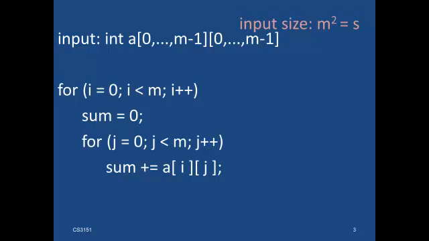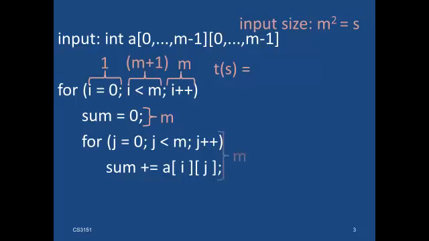Okay, let's look at the outermost for loop. In this case, again, i is set to 0, which is done exactly once. The comparison i less than m is done before the loop body is executed, so it's done m plus 1 times. And then i is incremented m times. Now let's look at the loop body. The loop body is executed m times, so sum is set to 0 exactly m times. The inner for loop is also executed exactly m times.